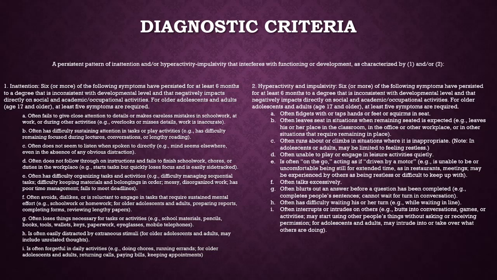Symptoms are: often fidgets with or taps hands or feet and squirms in seat. Often leaves seat in situations where remaining in seat is expected. Often runs around or climbs in situations where it is inappropriate. Often unable to play or engage in leisure activities quietly. Is often on the go, acting as if driven by a motor. Often talks excessively. Often blurts out an answer before a question has been completed. Often has difficulty waiting his or her turn. Often interrupts or intrudes on others.